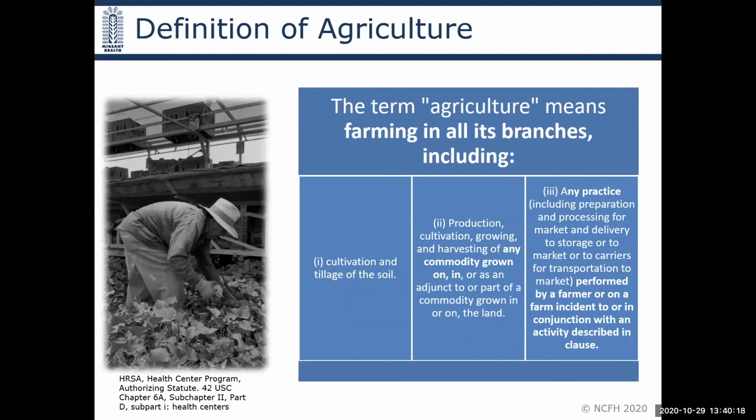When we talk about the definition of agriculture, we're talking about agriculture as defined in the legislation. The term agriculture means farming in all of its branches. Basically, that involves everything from prepping the soil, seeding, planting, growing, picking, and even transporting in some cases. Farming in all of its branches is specific to migrant health, and it includes crop production, animal production, aquaculture, and those support activities involved in those industries.